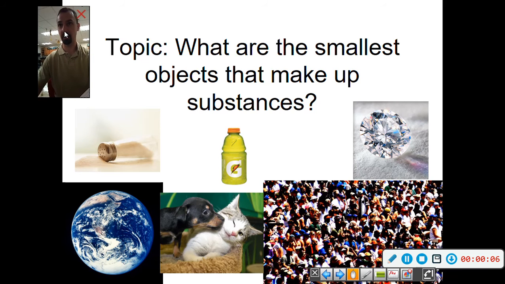Today's notes are going to be on chemistry, so this is the start of chapter 2. Today we're going to first talk about what are the smallest objects that make up the substances that you see here. So you have salt, you have Gatorade, you have the earth, you have even living things, you have diamonds, you have people. What do they all have in common? So we're going to look at the substances that make up this, little tiny particles, and talk about how they work.